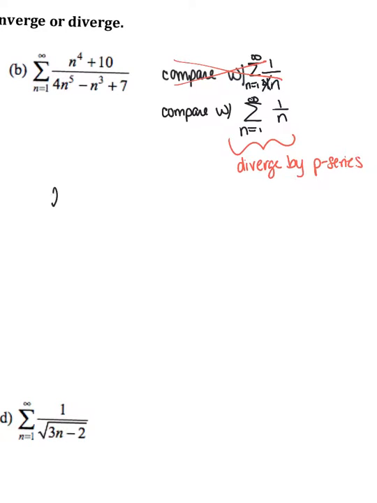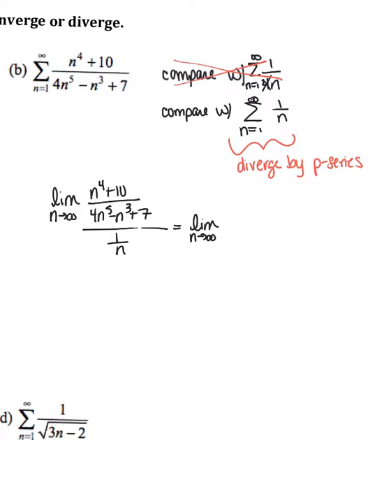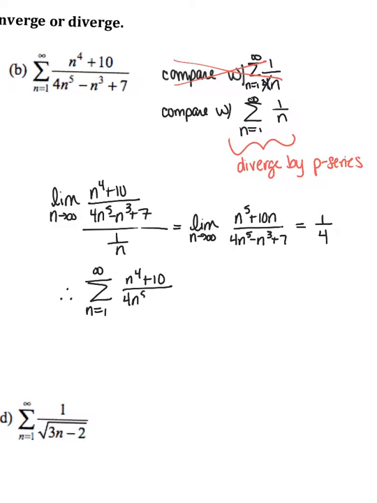And now I'm ready to tackle my limit. So I need to take the limit as n approaches infinity of n to the 4th plus 10 all over 4n to the 5th minus n cubed plus 7, all over 1 over n. When I multiply these out, I would take that n and multiply it in the numerator, so I'd have n to the 5th plus 10n, making sure that I distribute it to everything, over 4n to the 5th minus n cubed plus 7. And here I would get a 1/4. And 1/4 is both finite and positive. Therefore, my series, n equals 1 to infinity, of n to the 4th plus 10 over 4n to the 5th minus n cubed plus 7 will diverge by limit comparison test.